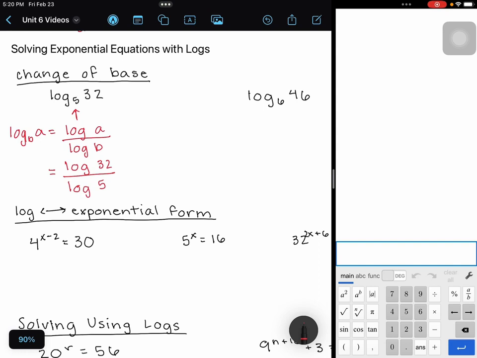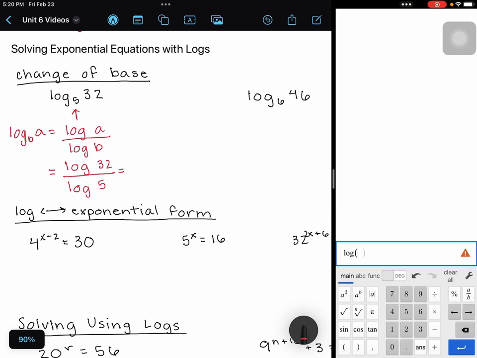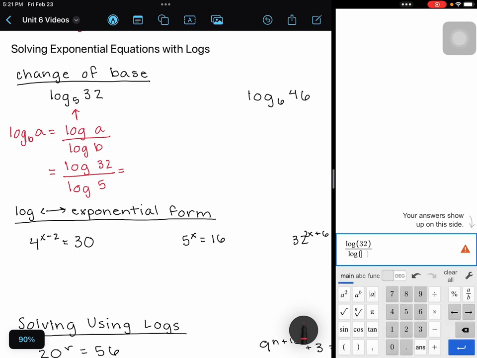The nice thing is our calculator can do this for us. So I have my Desmos pulled up. I want to go to the function tab and then I can click log. Inside the log, I'm going to put what's on top. So log 32, close the parentheses. Then I hit divide to make it into a fraction. You can also use the slash button on your keyboard. Then same thing, divided by log of 5.